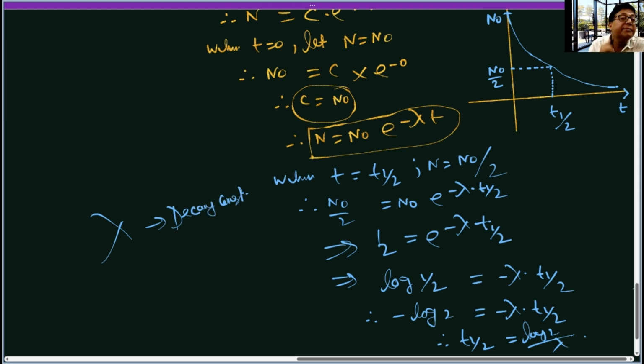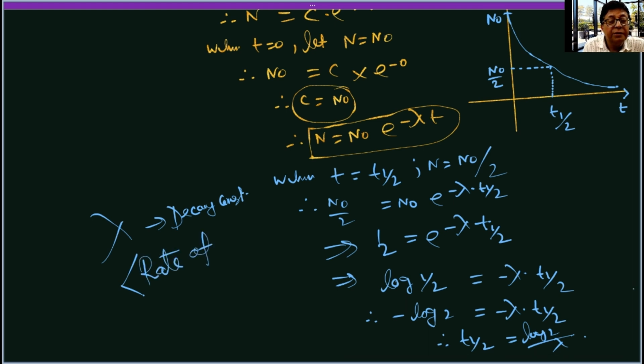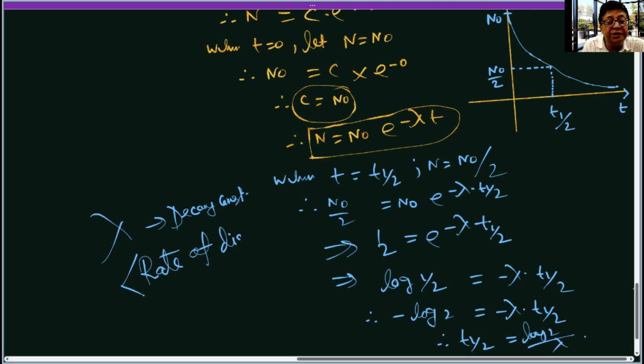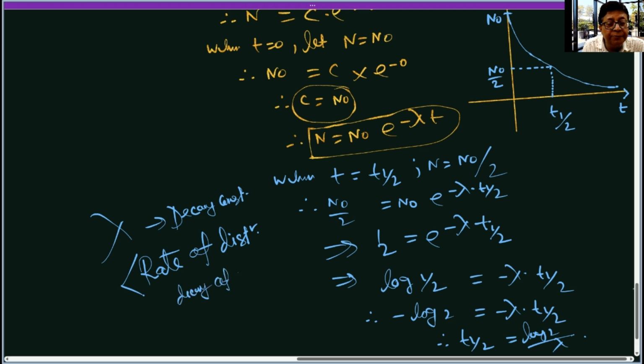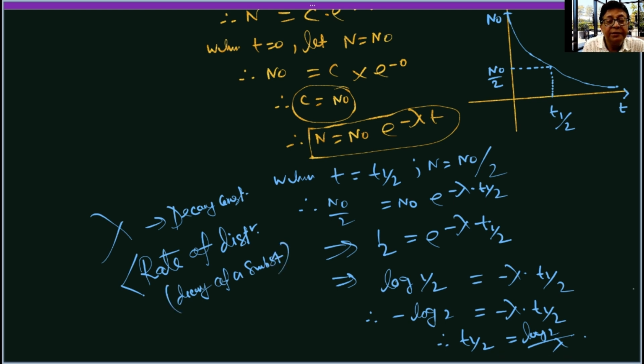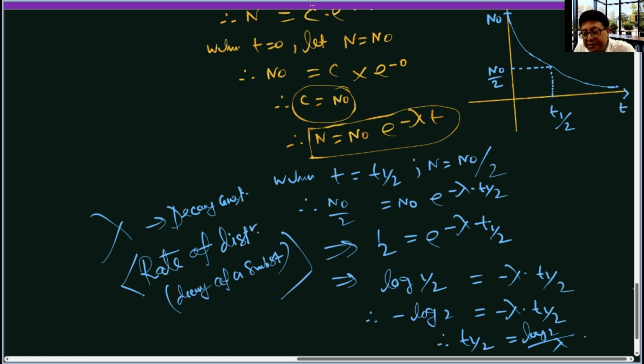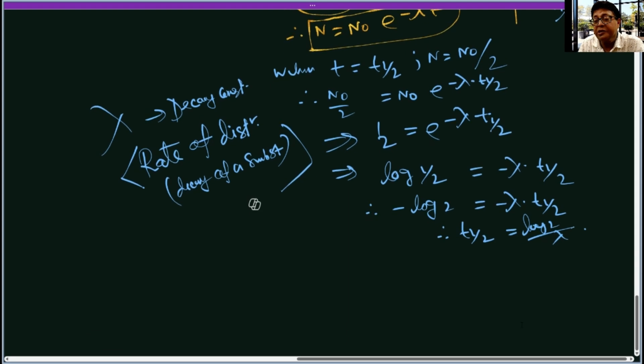Decay constant has another meaning. What is that? Decay constant can be termed as the rate of disintegration or rate of decay of a substance. That is rate of disintegration. So t half you can find easily by using this formula, log 2 by lambda.